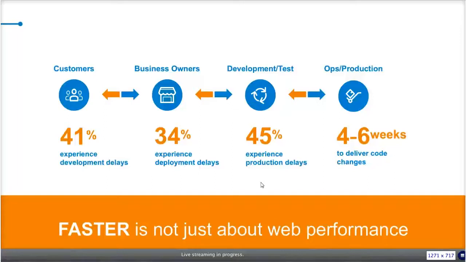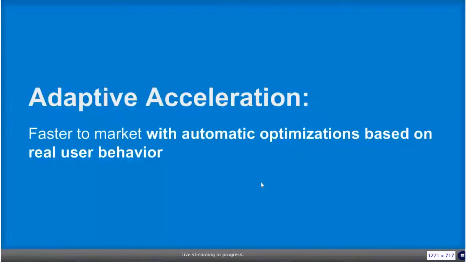So the new umbrella of features that I'm going to talk about is called adaptive acceleration. So there's a number of features under this umbrella, and all of these are around getting faster to market with automatic optimizations. And these are all based on real user behavior. So this is around a learning engine, understanding those pages and applying optimizations automatically. So the idea is we understand the page, we can apply optimizations.